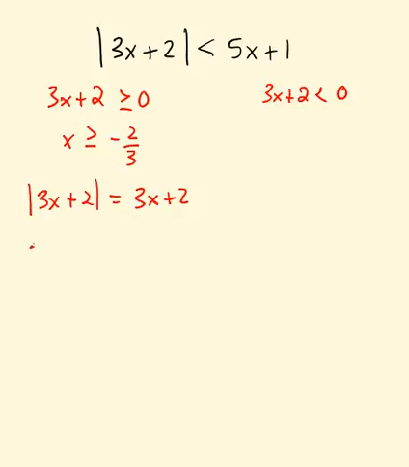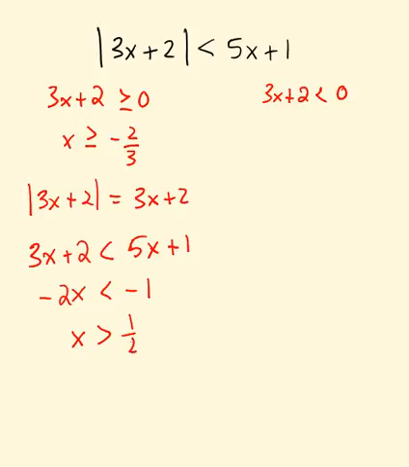So in other words, 3x plus 2 is less than 5x plus 1. Okay, and then go ahead and start isolating for x. So subtract 5x from both sides. I get negative 2x. And then subtract 2 from both sides, is less than negative 1. Divide both sides by negative 2, so x is greater than 1/2. Okay, I divided by negative, so I have to switch the direction of the sign.